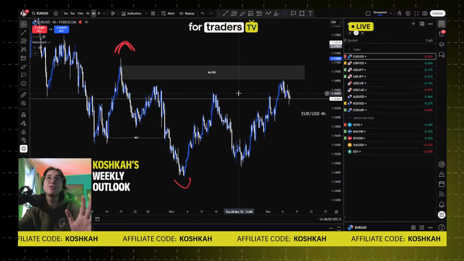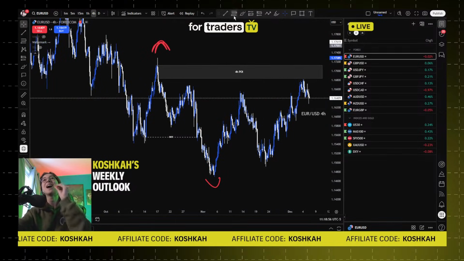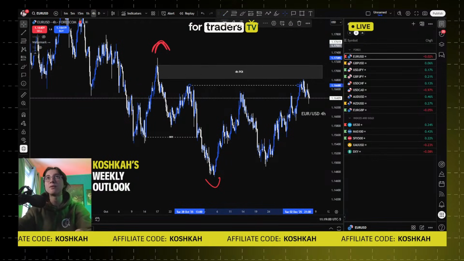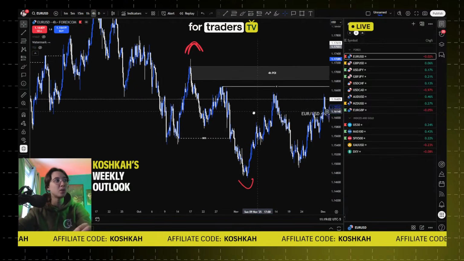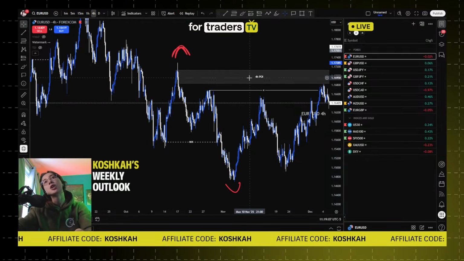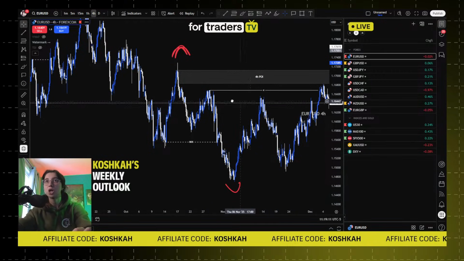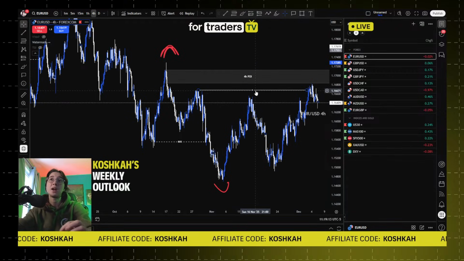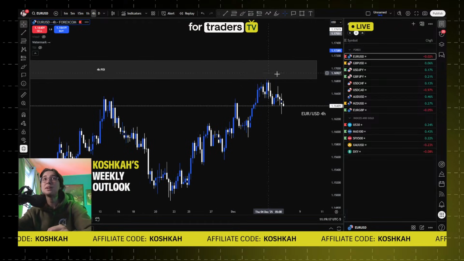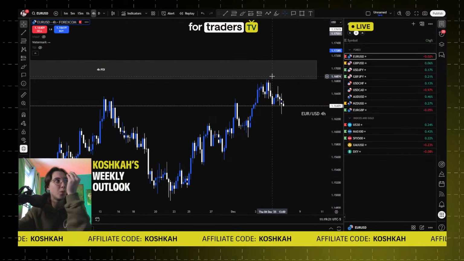Right here, we still have a 4-hour POI that hasn't been mitigated yet. So what does that mean? That means that we swept liquidity. Right here, there was some resting liquidity, some inducement, call it what you want, close to the POI, close to the points of interest that we were looking for. So that's another sign that this POI is the last one that can react. That's pretty cool. We are basically close to mitigating this POI.